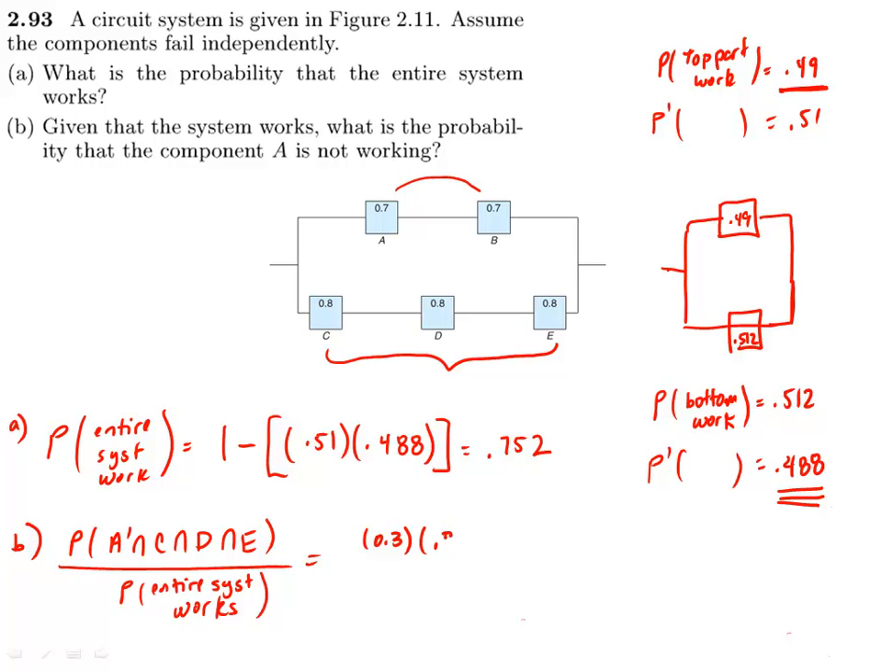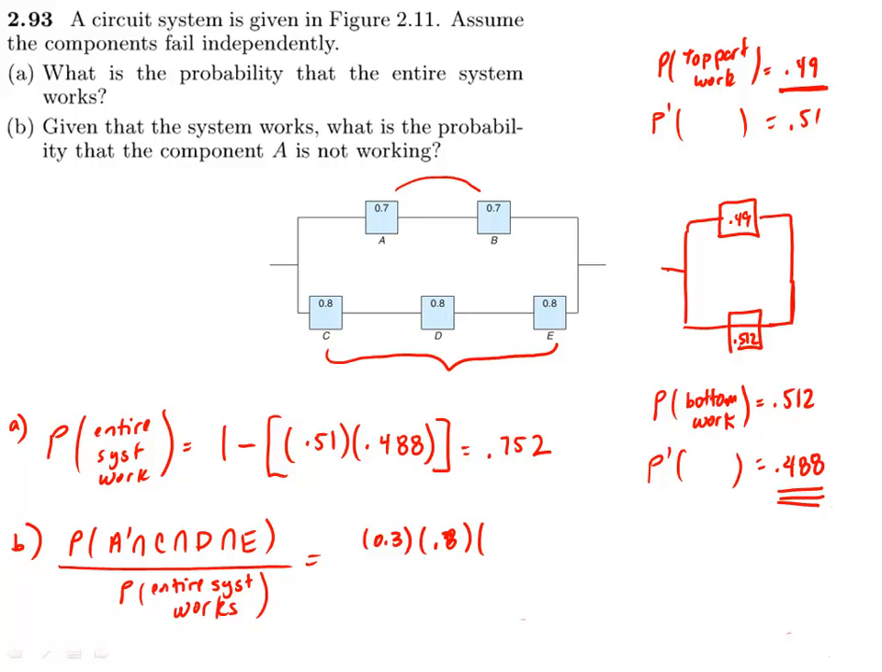Yeah, but the thing is, if we know that A is not working, we know that that portion will not work. So we don't have to account for B. So this will be C. Yes, but the question is for the entire system. So I guess we can see it from both perspectives. So we know that the entire system will work.